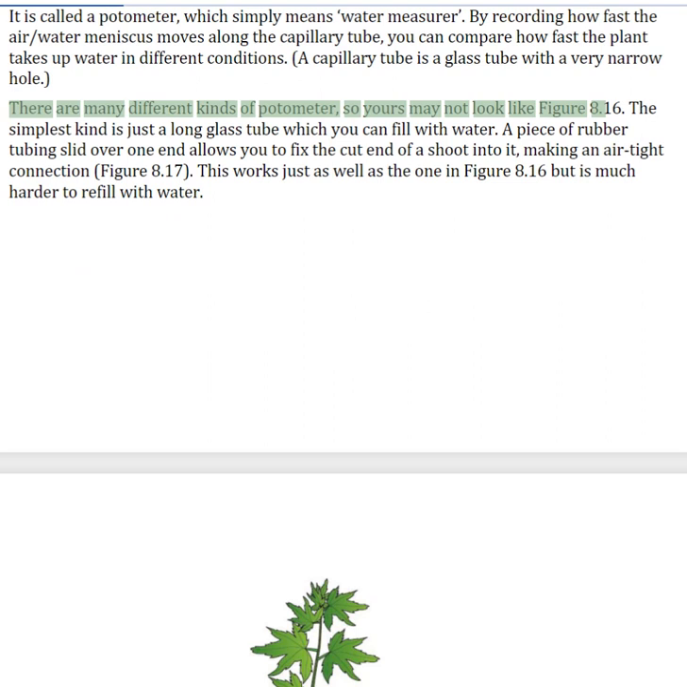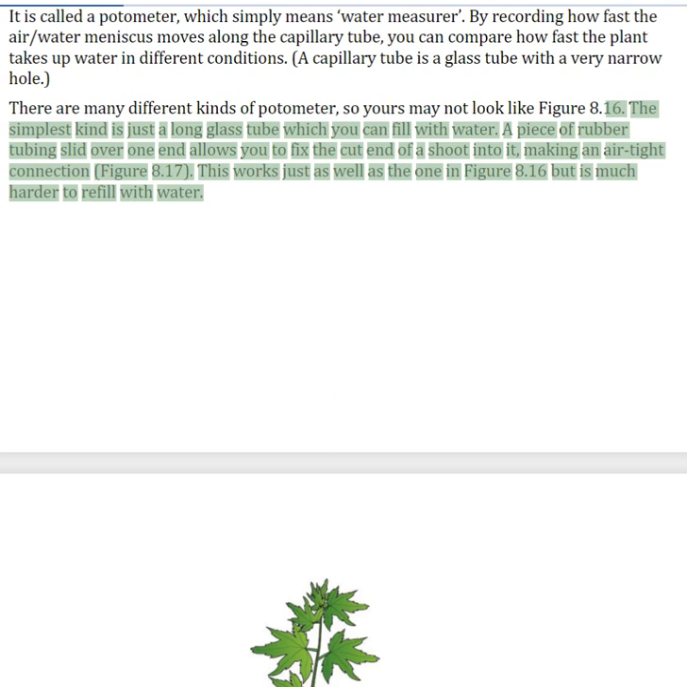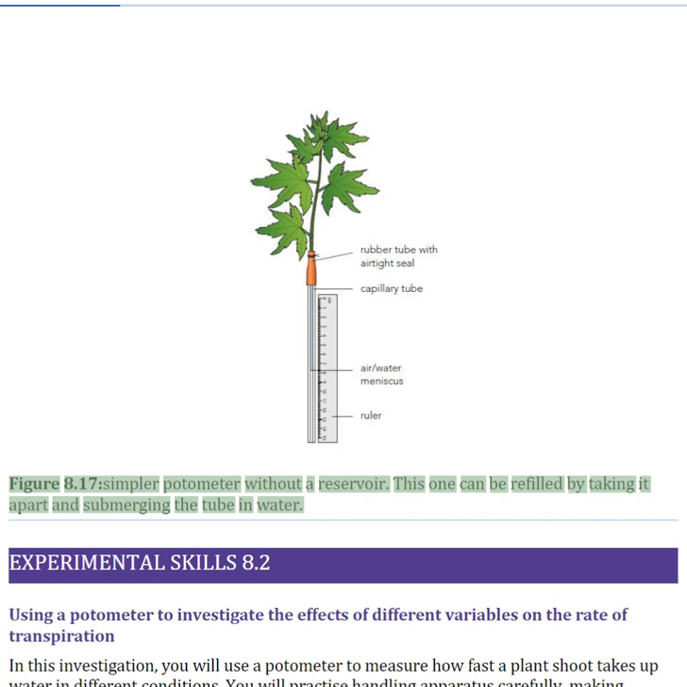There are many different kinds of potometer, so yours may not look like Figure 8.16. The simplest kind is just a long glass tube, which you can fill with water. A piece of rubber tubing slid over one end allows you to fix the cut end of a shoot into it, making an airtight connection. This works just as well as the one in Figure 8.16, but is much harder to refill with water. Figure 8.17, a simpler potometer without a reservoir. This one can be refilled by taking it apart and submerging the tube in water.